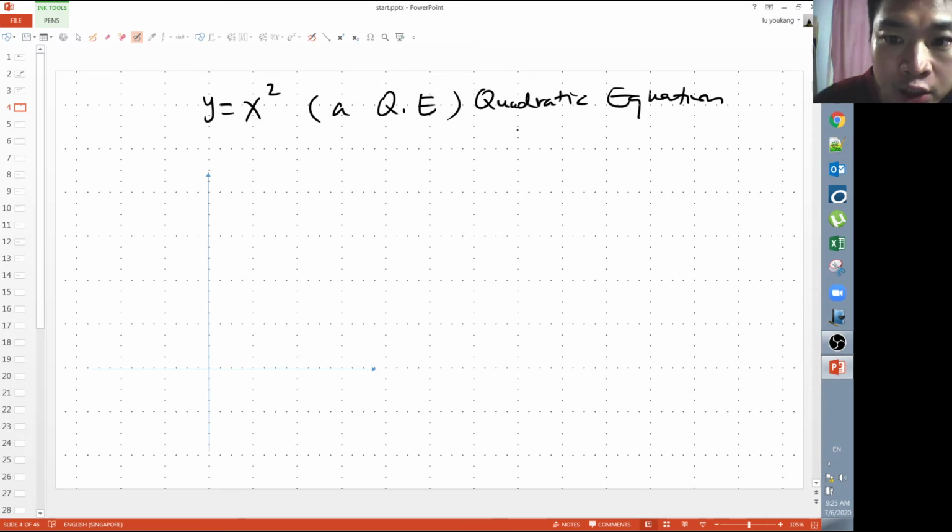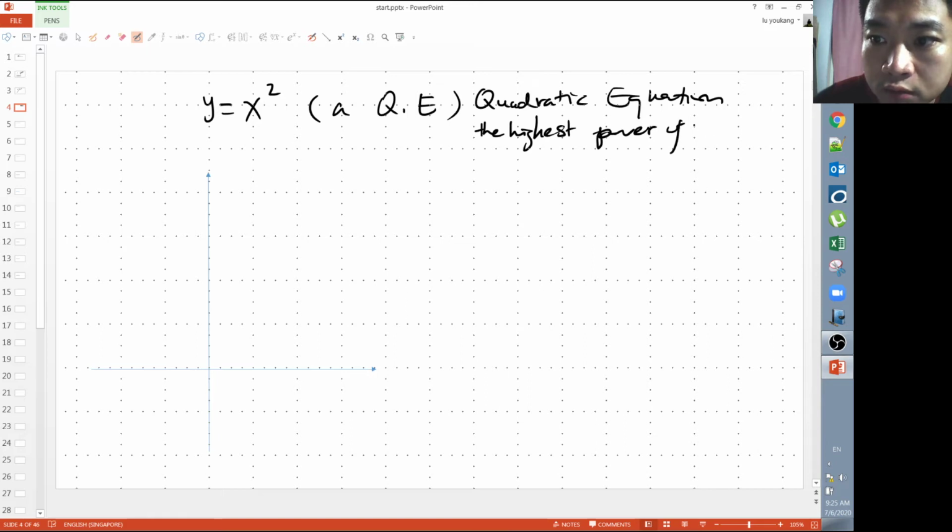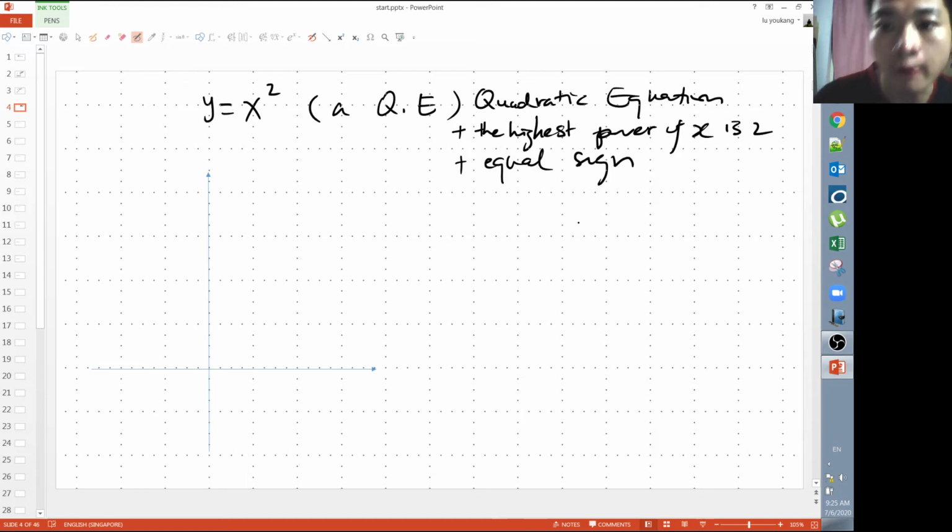So the highest power of x is 2. Okay, this is the first feature, and the second feature is there is an equal sign. Alright, so these are the two features of a quadratic equation. So this is definitely a quadratic equation because the highest power of x is 2, and then you have an equal sign here.